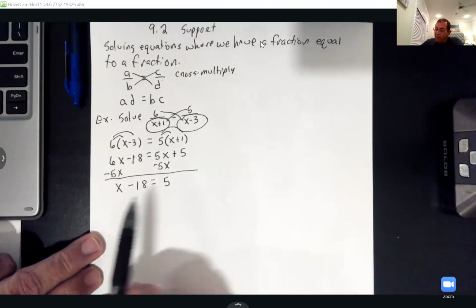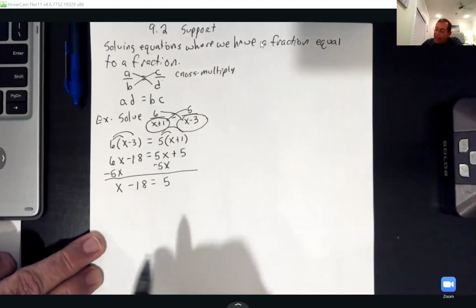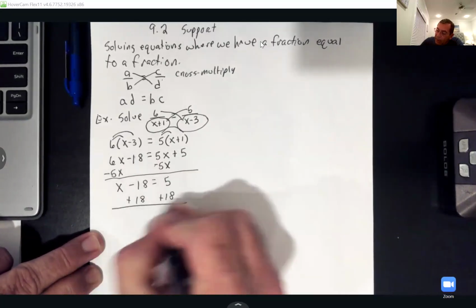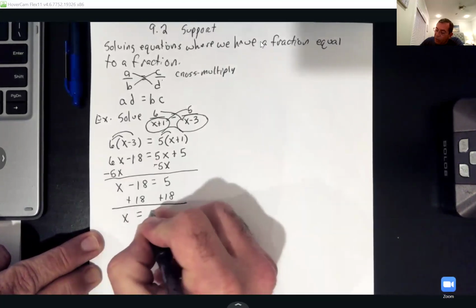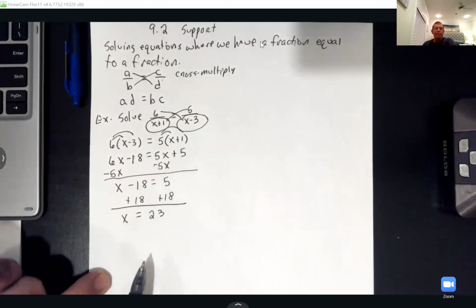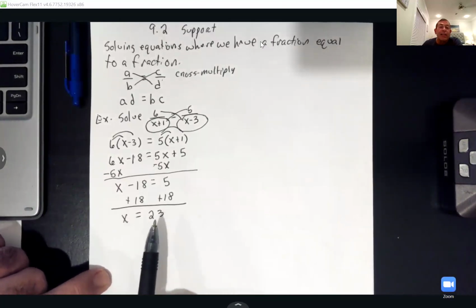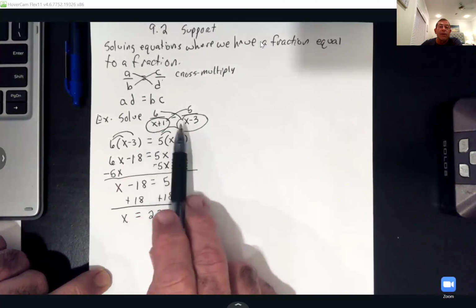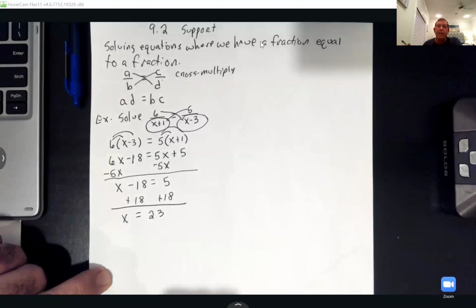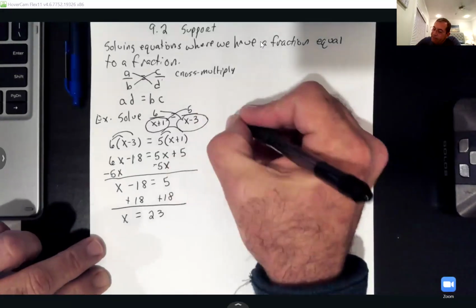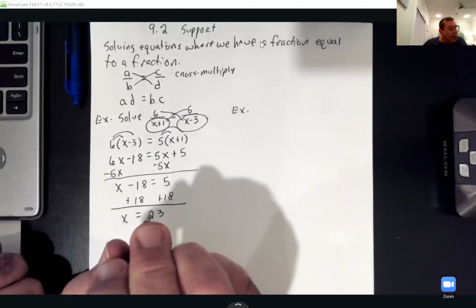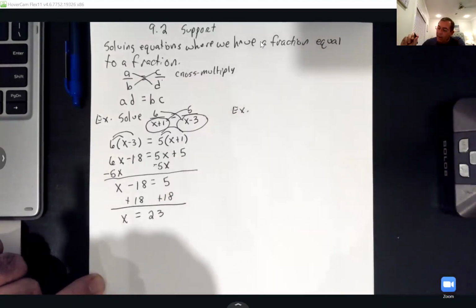And y'all, at that point, add 18 to both sides. And we get our x equals 23. Okay. So now if you wanted to check this, you could put the 23 in for the two x's and then check that and see if they are equivalent, okay? All righty, let's see.